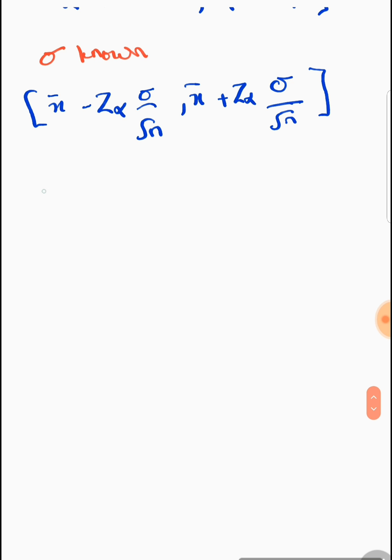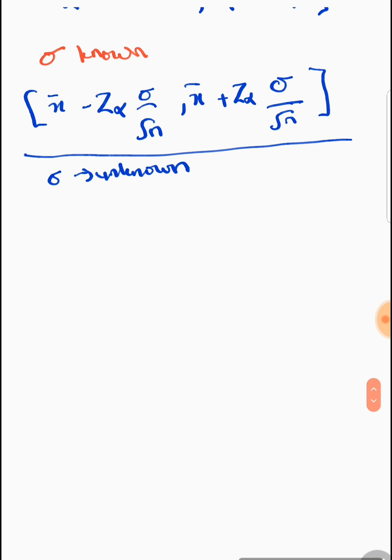What about when it is unknown? So this is for the known. When your sigma or your standard deviation is unknown, usually at some point we actually estimate the standard deviation. When sigma is unknown, we actually use this thing called the t. Over here, we use the z, the z table. So when sigma is unknown, we use the t distribution.